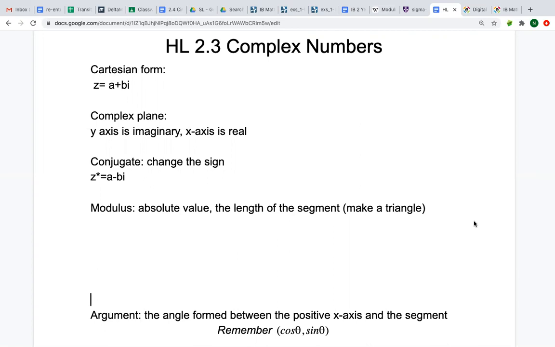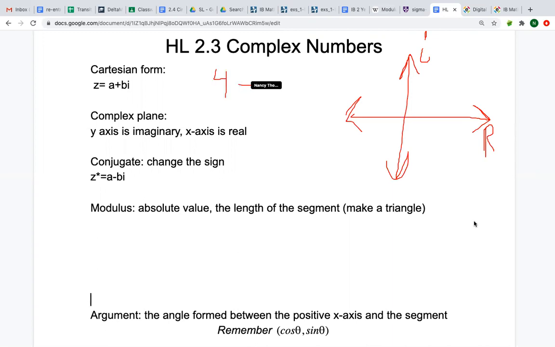So the complex plane, when we're graphing these complex numbers, our y-axis becomes our imaginary numbers and our x-axis becomes our real part. So these are still our real numbers. So when you're graphing, say you have 4 minus 3i, then you would go 4 on the real axis and down 3 on the imaginary axis. So that would be your segment composed by the Cartesian form a plus bi.